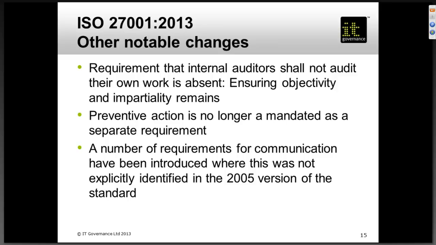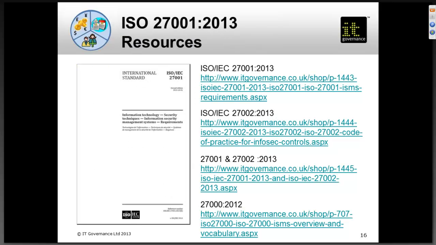The standards, of course, if you're already or looking to achieve certification to the standard, you will need copies of the standard, mandatory resources effectively. So here we have some URLs that we'll be making available following this session to purchase 27001, 27002, both combined in a bundle. And of course, as I've already implied, you will need 27000 as a standard for terms and definitions.